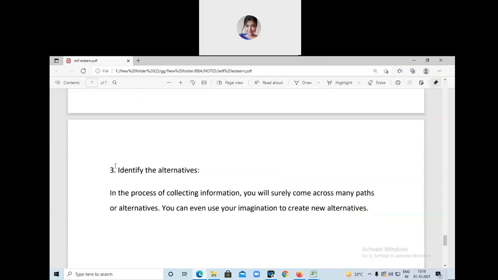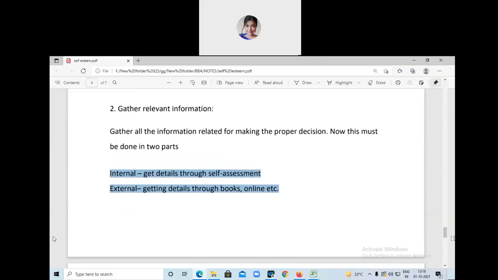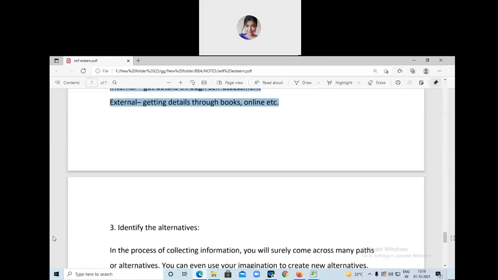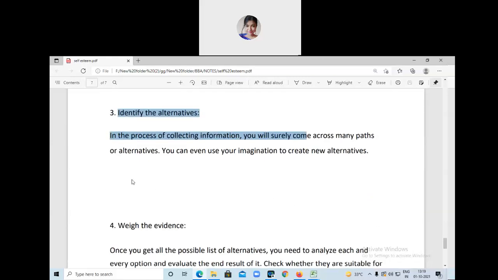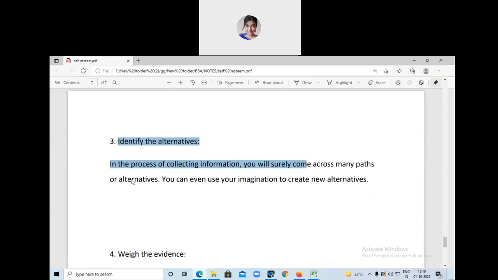Moving ahead, point number 3 is to identify the alternatives. Now you have the information, the required information. After that, when you have all the necessary information, then you are supposed to find out the alternatives. In the process of collecting the information, you will surely come across many paths or alternatives. You can even use your imagination to create new alternatives.